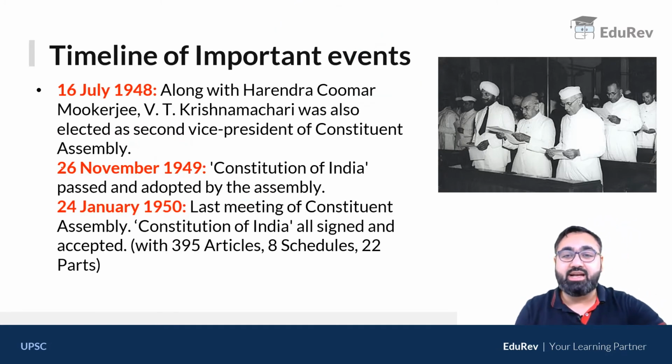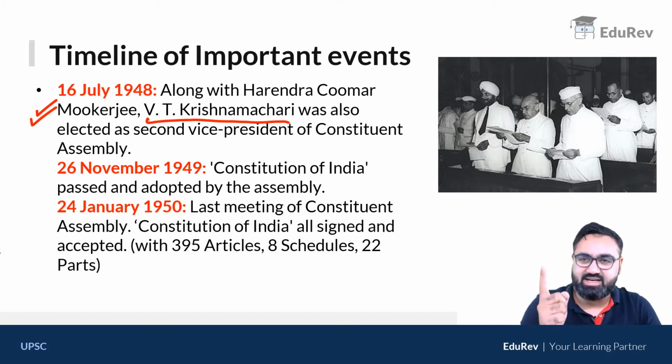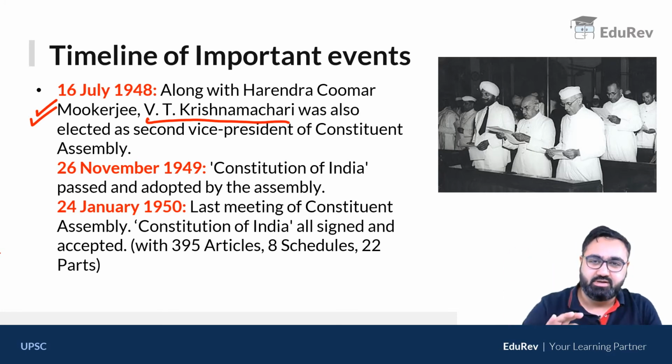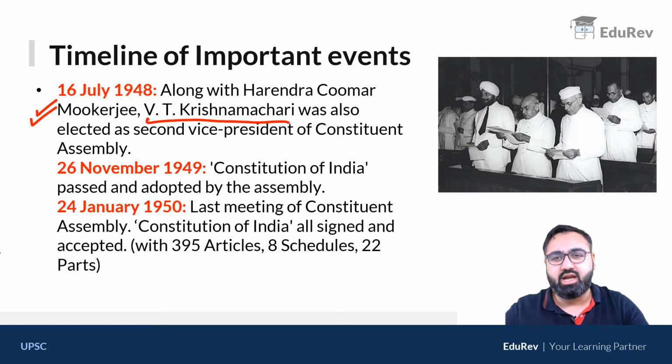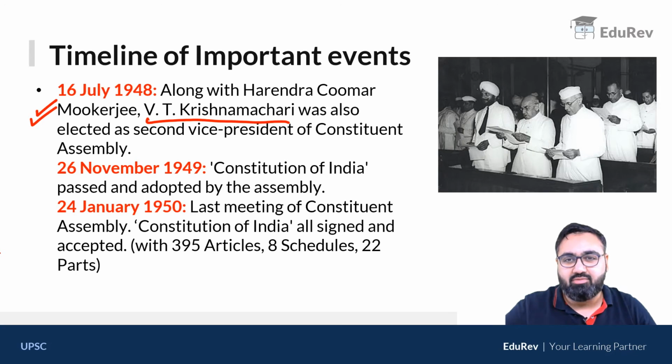On 16th of July 1948, this is when a second vice president was also elected in the assembly. As I said in the very beginning, on 11th of December, we had a president and a vice president elected in the assembly. Dr. Rajendra Prasad as a president, H.C. Mukherjee as a vice president. But now, about 1.5 years later, on 16th of July 1948, a second vice president was also appointed in the assembly. He was V.T. Krishnamachari.